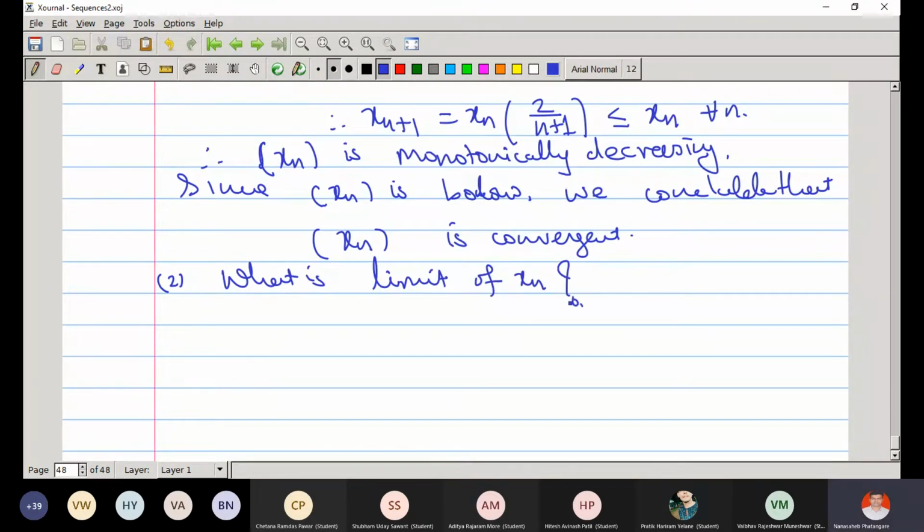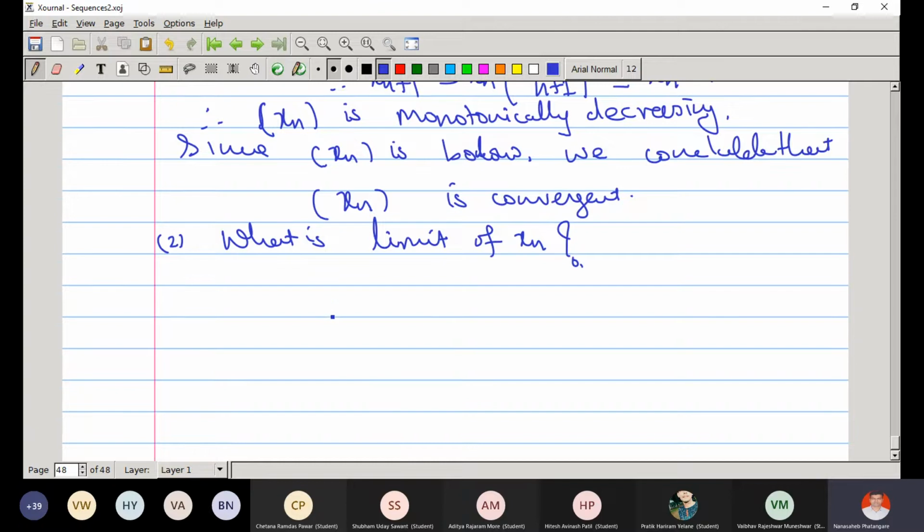And how to see the limit? That particular number is a limit of this sequence. Okay. Let us do some simple calculation and try to get some observations. So look at xn. I will start with a simple case.